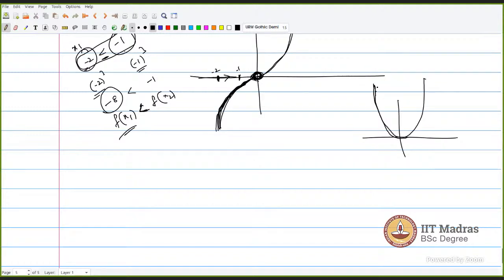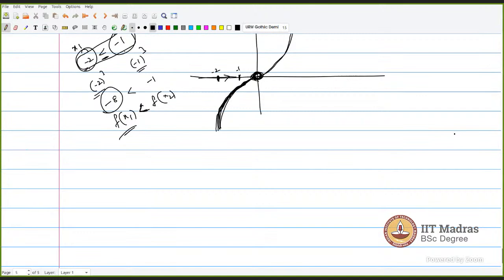Right, sir. Until I have further information about this, I cannot actually comment on it. But one thing I can say is, as it has one turning point, the degree should be at least 2. That thing I can conclude. So we should only consider at least a degree 2 polynomial, but not exactly.